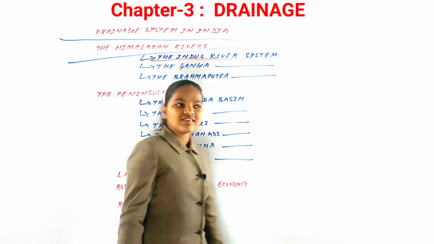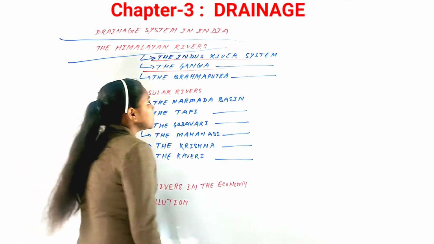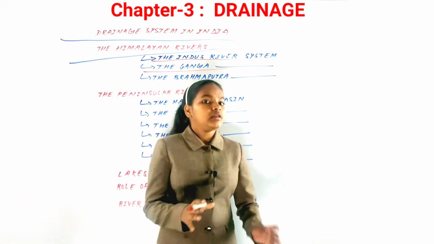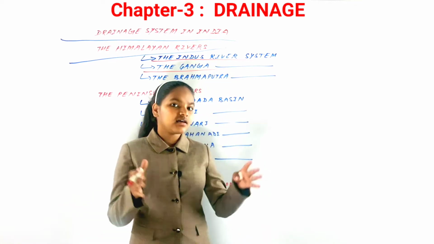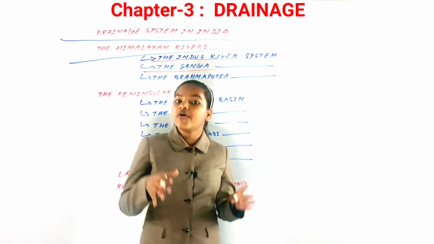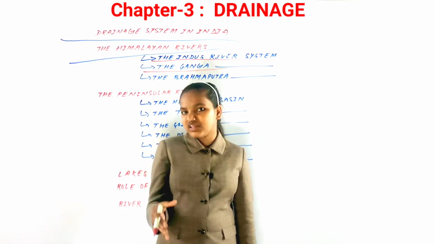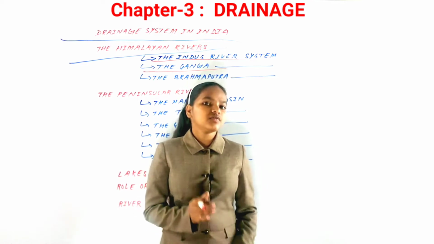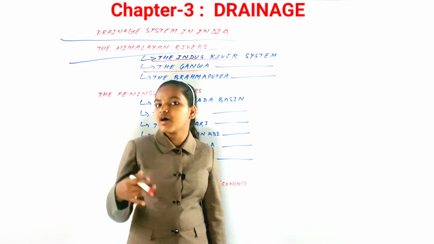Now our next river system is the Ganga River system. You know that the Ganga is a lifeline of our country. In the northern part, the Ganga River is very important, and its origination is also a kind of unique structure. We say that it originates from the Gomukh region of the Himalayan range.